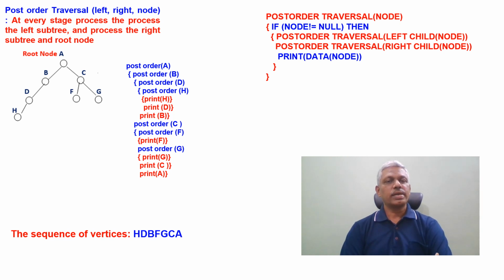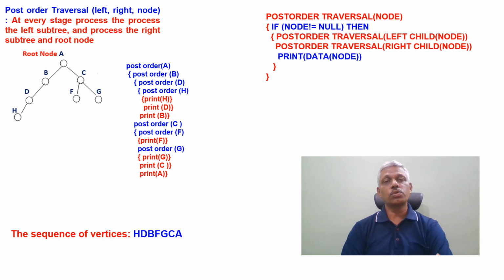So if we traverse this again, post-order traversal on A, go to the left child, post-order traversal on B, go to the left child, post-order traversal of D, post-order traversal of H. So at H, there is no left subtree, there is no right subtree, so directly we print H. Once that is done, the post-order traversal at D is over, so there is no right subtree, so print D. There is no right subtree at B, print B, and the left subtree of A is over.